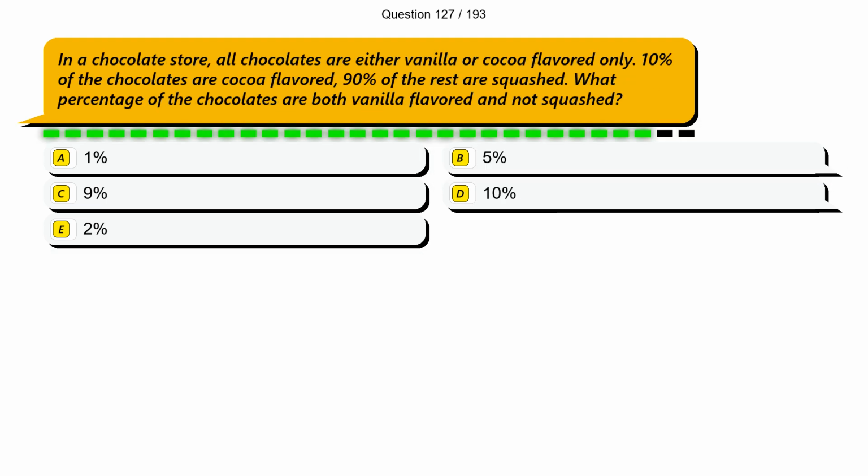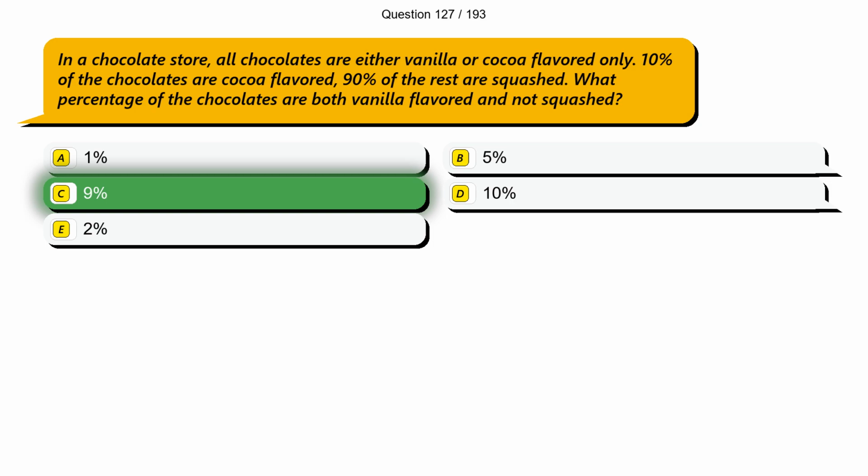Question 127. In a chocolate store, all chocolates are either vanilla or cocoa flavored only. 10% of the chocolates are cocoa flavored, 90% of the rest are squashed. What percentage of the chocolates are both vanilla flavored and not squashed? Option A 1%, option B 5%, option C 9%, option D 10%, option E 2%.